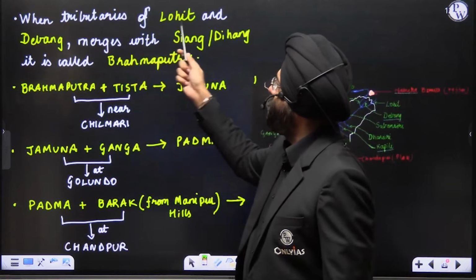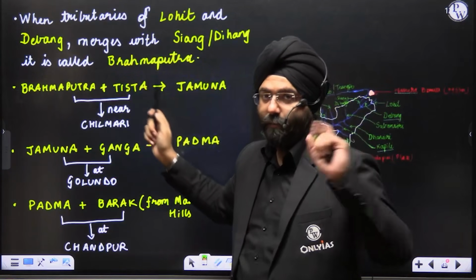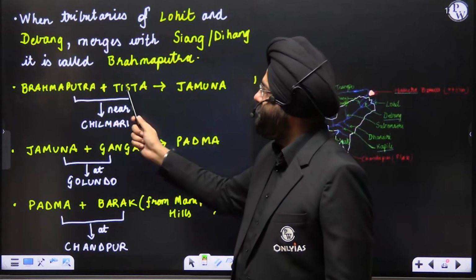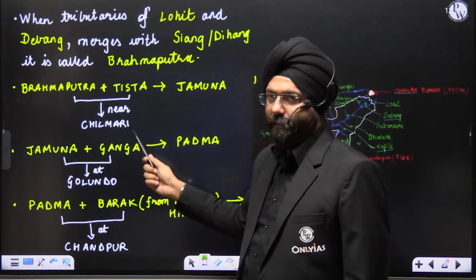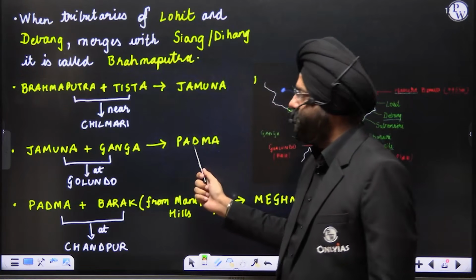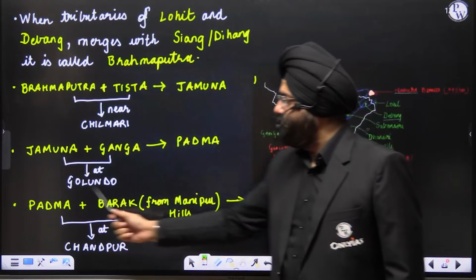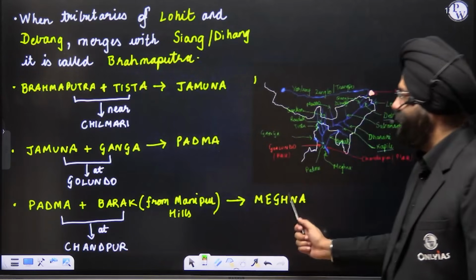When tributaries of Lohit and Dibang merge with Siang and Dihang, it is called Brahmaputra. One important thing. Brahmaputra plus Tista leads to Jamuna near a place known as Chilmari. Jamuna plus Ganga at Golundu, then it is known as Padma river. Padma river plus Barak from the Manipur hills meet at Chandpur. It is known as Meghna.